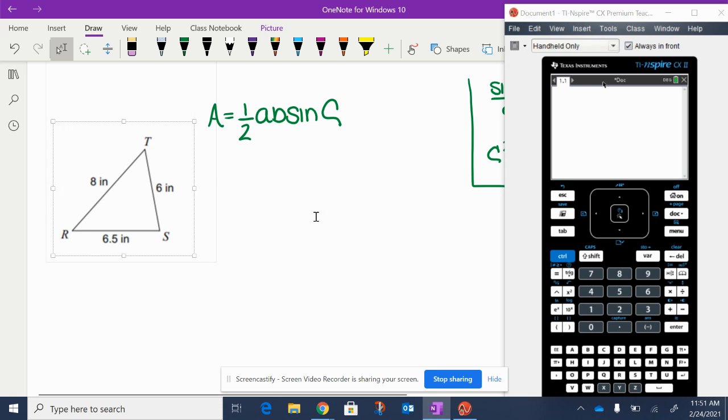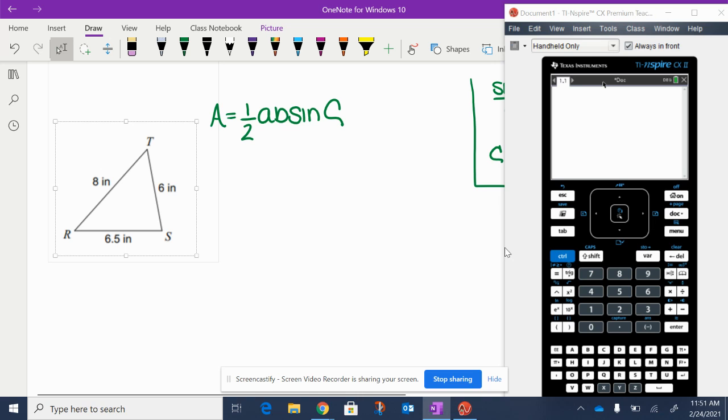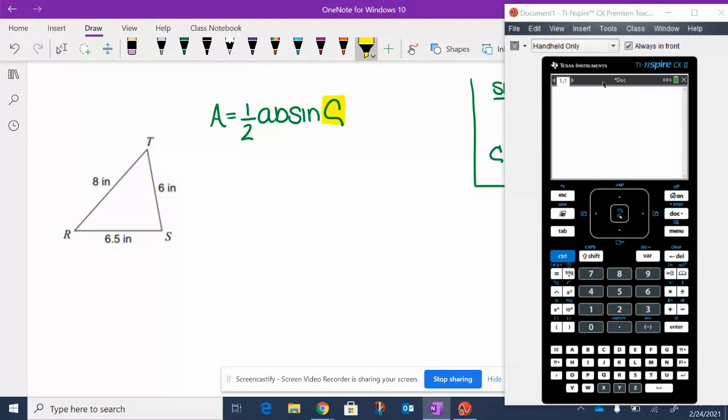Hey guys, so what we're going to be doing is finding the area of this triangle here using this formula. It is not a right triangle, so I'm going to have to use the formula A equals 1/2 ab sine C. The issue with this one is I need an angle, and I really don't have one here. So before I can start subbing into this formula, I'm going to need to get an angle.